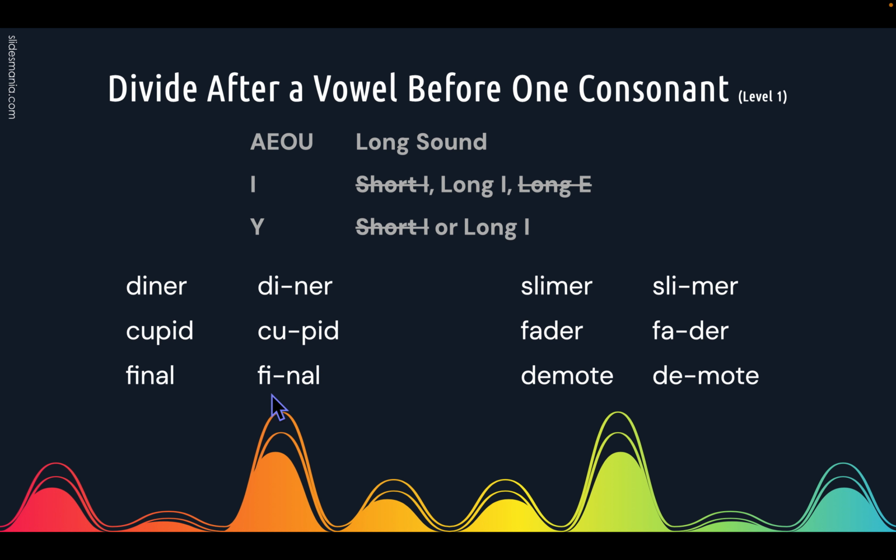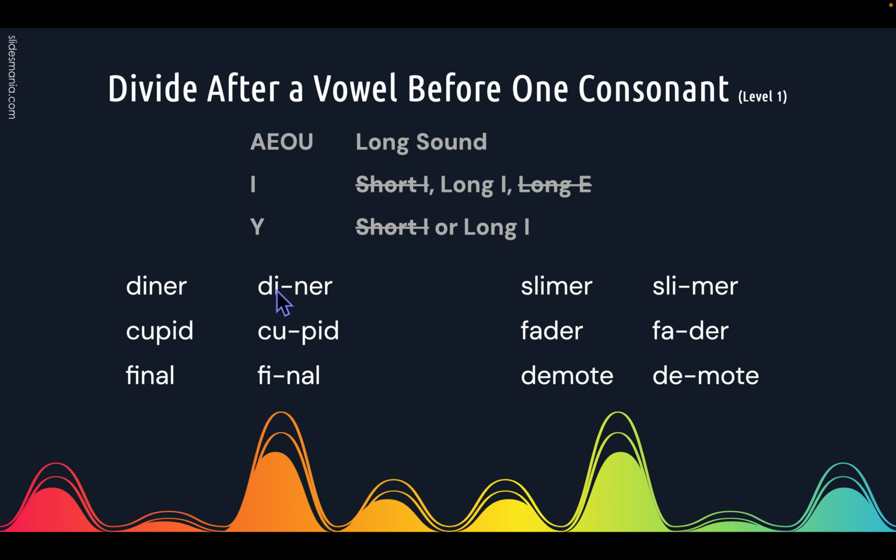We're going to use the long I sound and get final. Right here, we're going to divide after a vowel before a single consonant and get Slimer. Divide after a vowel before a single consonant, use the long A sound and get Fader. And right here, after a vowel before a single consonant and get Demote. We do not split here because this is a silent E at the end of a word.